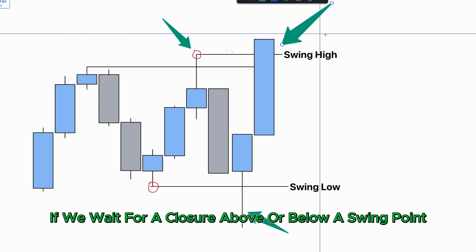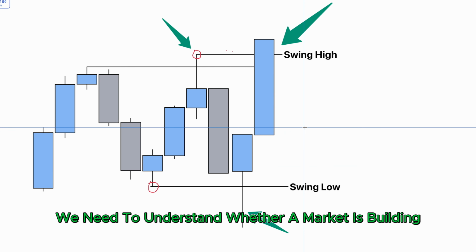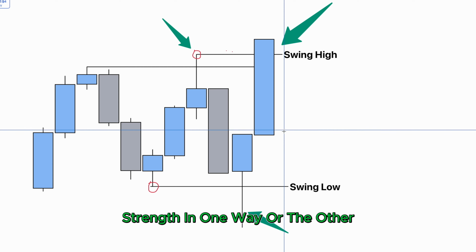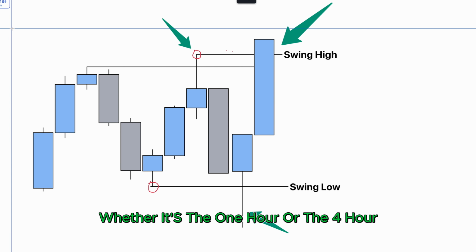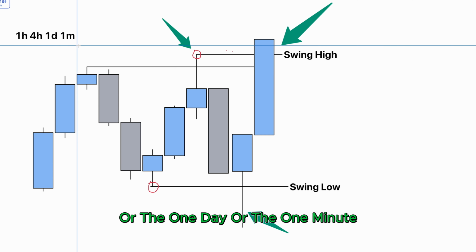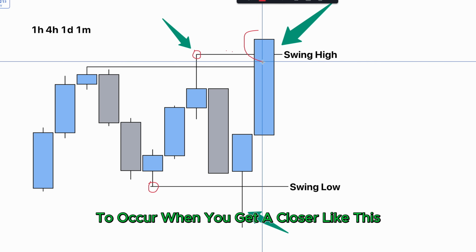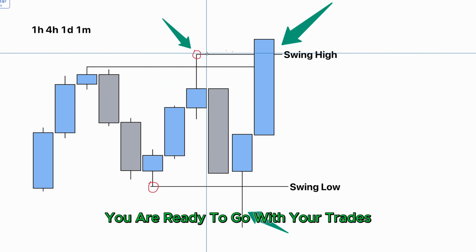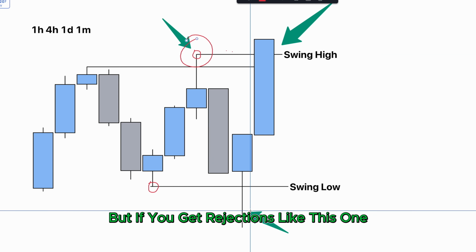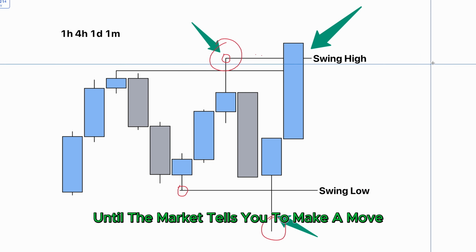Because if we wait for a closure above or below a swing point, then we have the confirmation we need to understand whether a market is building strength in one way or the other in a meaningful manner. So whichever time frame you're looking at, whether it's the 1 hour or the 4 hour or the 1 day or the 1 minute, it really doesn't matter. You just need to always wait for those candle closures to occur. When you get a closure like this above or below a swing point, you are ready to go with your trades. But if you get rejections like this one and this one here, then you should just wait out of the market until the market tells you to make a move.